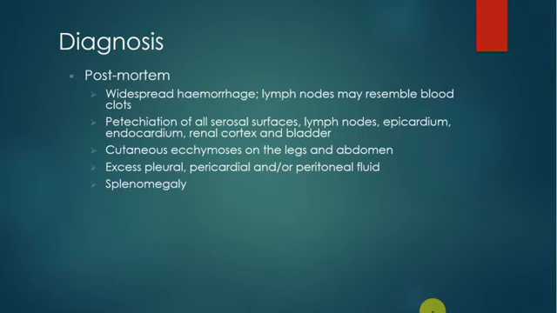You also see petechiation of all the serosal surfaces, lymph nodes, epicardium, endocardium, renal cortex, and the bladder. You also see cutaneous ecchymosis, so just the red patches all over the skin, excess pleural, pericardial, and peritoneal fluid, and also splenomegaly, so just an enlargement of the spleen.